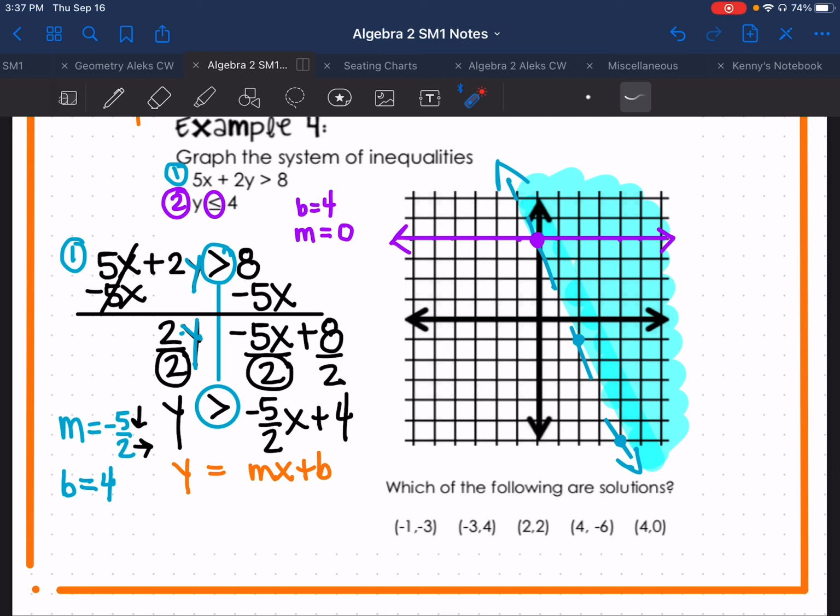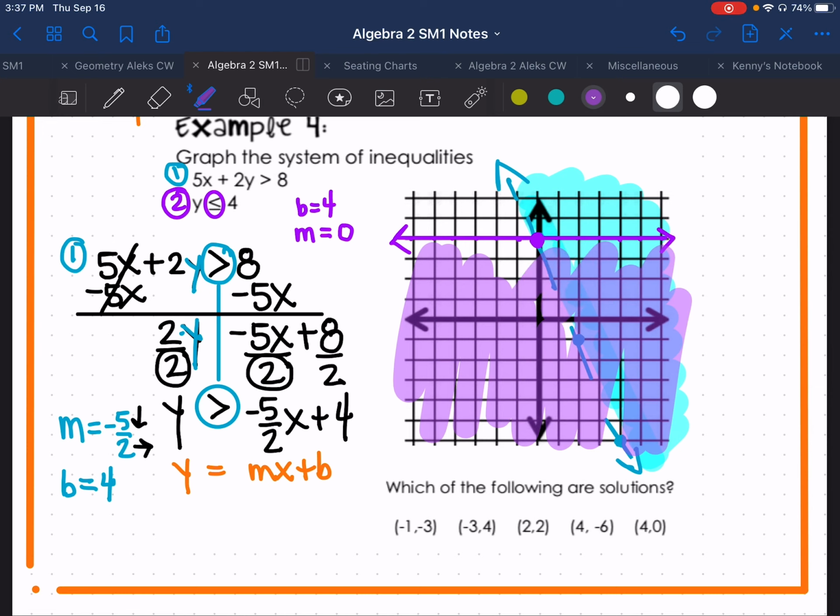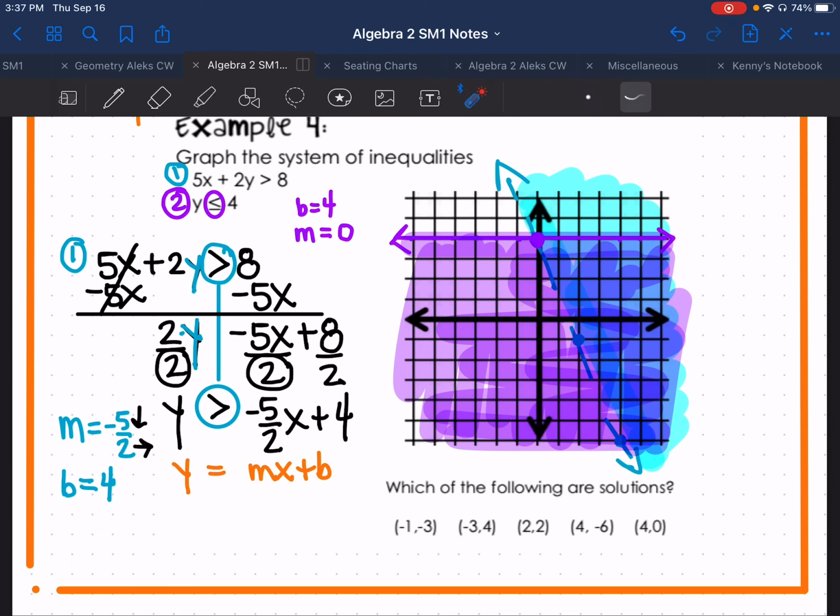Let's look at our inequality. It's less than, so we're going to shade below. Remember where our two colors are meeting? That is our solution. Oops, that got a little crazy. There we go. All right, last thing, let's look at our ordered pairs.